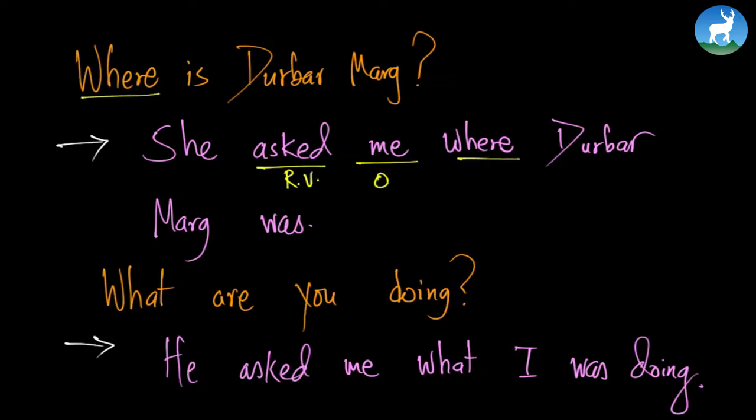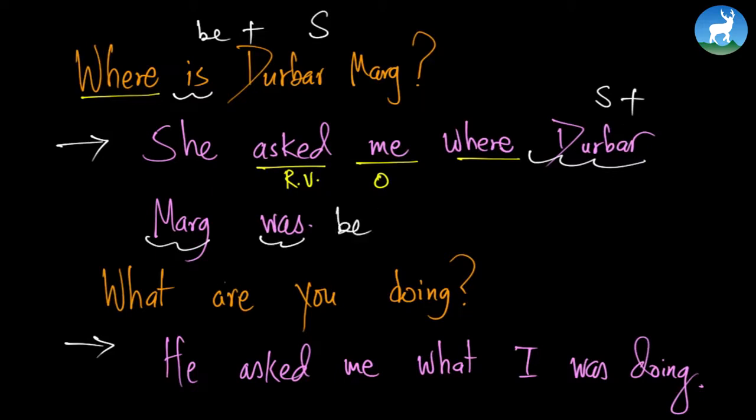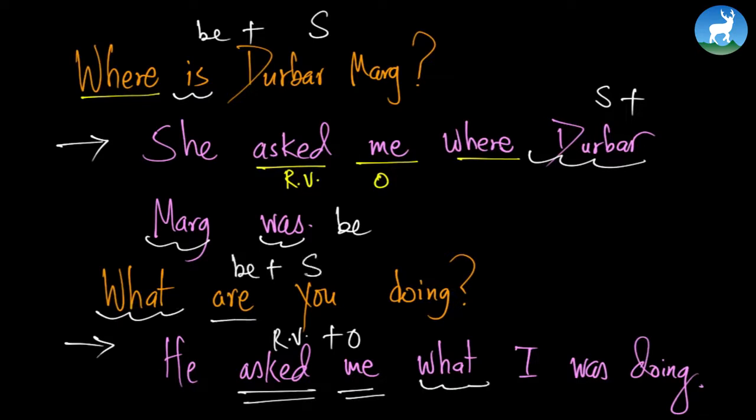Now, what is the structure? Once again, be plus subject. How is it changed? Subject plus be. Notice the tense is also changed. What are you doing? It is changed like this: he asked me, again a reporting verb followed by an object. What is not changed? Are. So the structure is be plus subject plus something else plus the doing part, and we get subject plus be, and the tense is also changed. So much for WH questions.